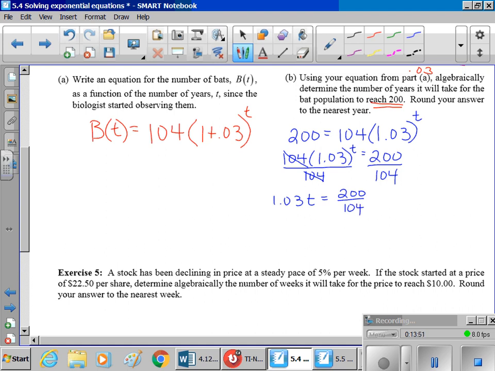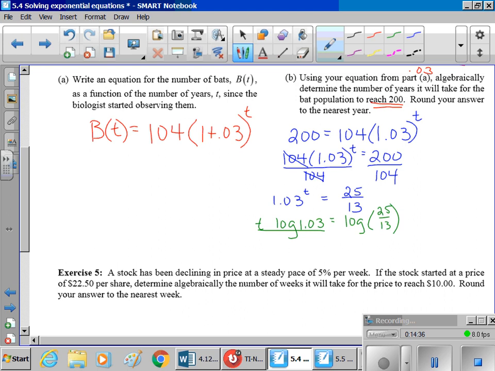Now, let's make it a little bit easier. Let's reduce this to 25 over 13, only because it's nicer to work with smaller numbers. You can very easily leave it as 200 over 104 because when we log both sides, you're going to come up with the same answer either way. Oh, I just realized I put the t in the wrong spot. It should be here. So now we log both sides. So this becomes t log 1.03 is equal to log 25 over 13.